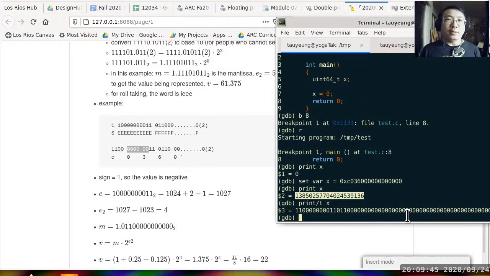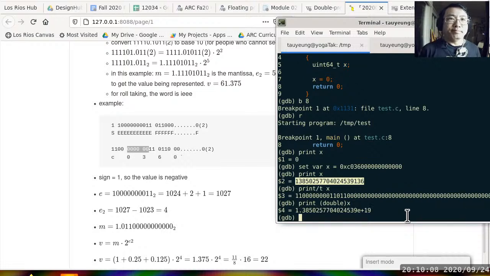We want to find out, if we choose to interpret those 64 bits as a double precision floating point number, what value would that double be representing? So people go, oh, we just need to typecast it, right? So print double x. Well, unfortunately, this is not going to work. This will give us something close to what we had, but not exactly. What is going on here?